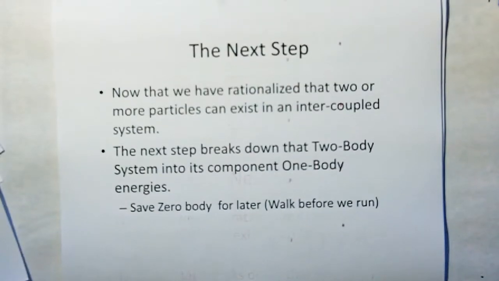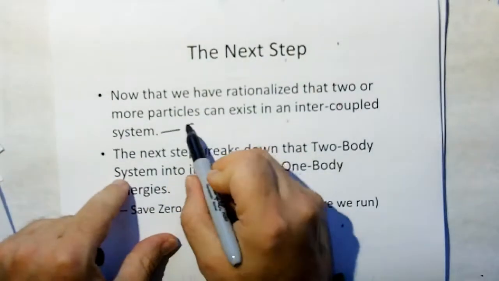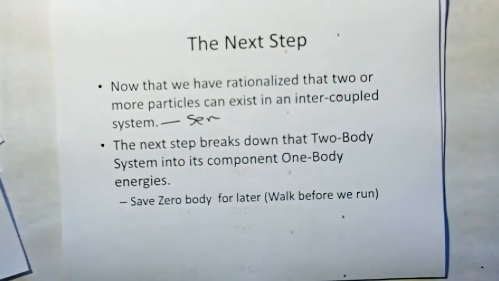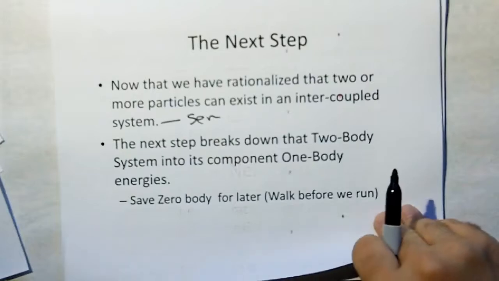So now that we've rationalized that two or more particles can exist in an intercoupled, or I guess what I'm calling this is a self-regenerating system, the next step breaks down that two-body system into its component one-body energies. Again, we're going to save the zero body for later.